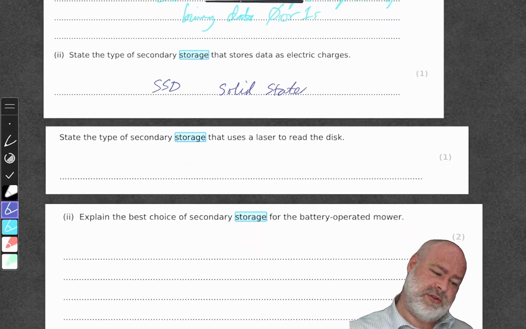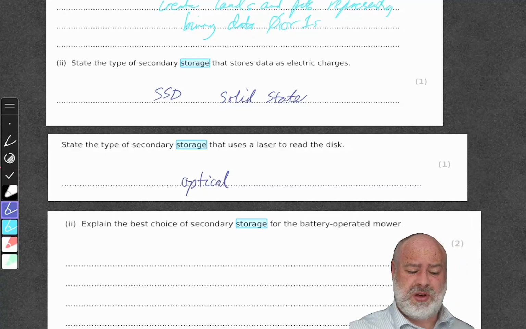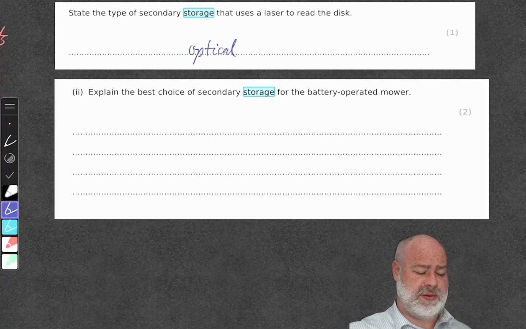State the type of secondary storage that uses a laser to read a disk. Optical. Even though it's a really easy question, you've got to use the correct terminology and the correct vocabulary. Optical is the only possible answer for that.